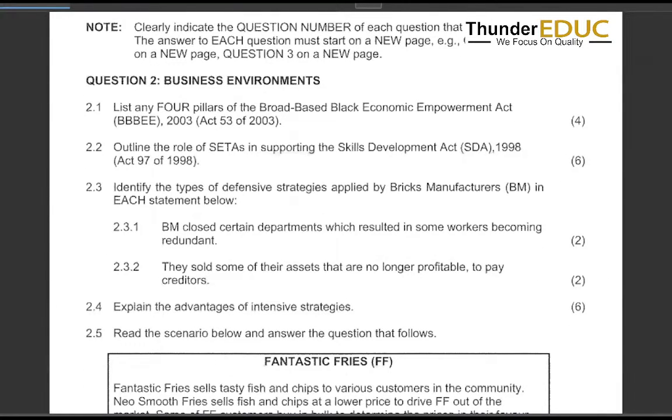The next question, we have question 2. Remember, each and every question must commence on a new page. Now let's check the first question that we have in this regard, which is 2.1. It says list any 4 pillars of the Broad-Based Black Economic Empowerment Act. If you still remember, you should always pay attention to the action verbs, because most of these action verbs normally give us a lead on what we must actually write. One of the pillars of this Broad-Based Black Economic Empowerment, we have managerial control.